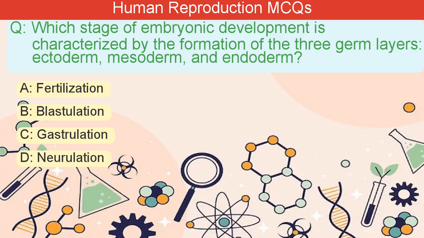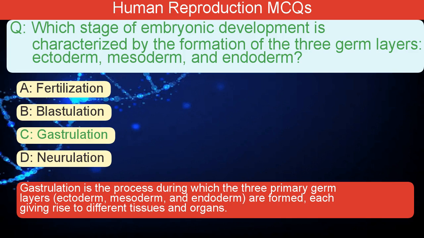Which stage of embryonic development is characterized by the formation of the three germ layers: ectoderm, mesoderm, and endoderm? A. Fertilization. B. Blastulation. C. Gastrulation. D. Neurulation. The correct answer is C. Gastrulation is the process during which the three primary germ layers, ectoderm, mesoderm, and endoderm, are formed, each giving rise to different tissues and organs.